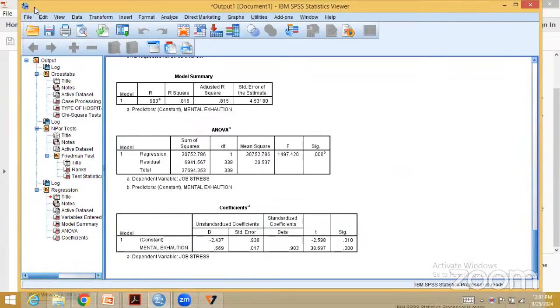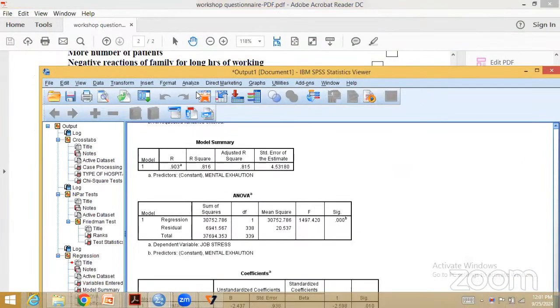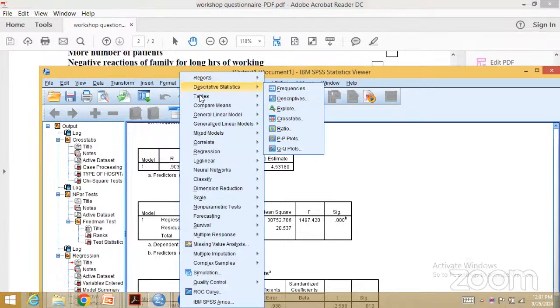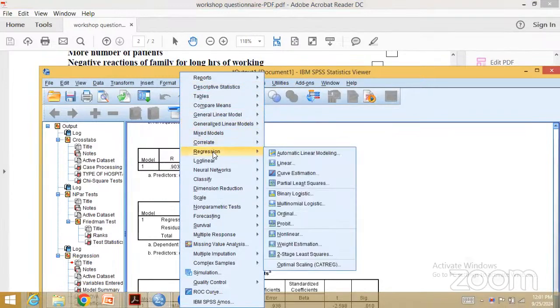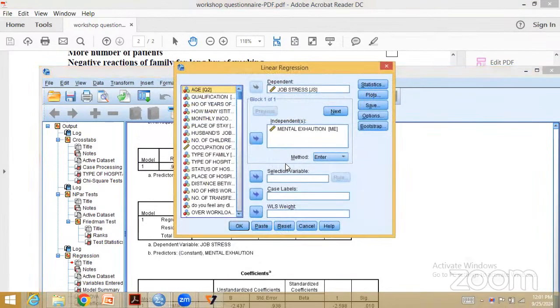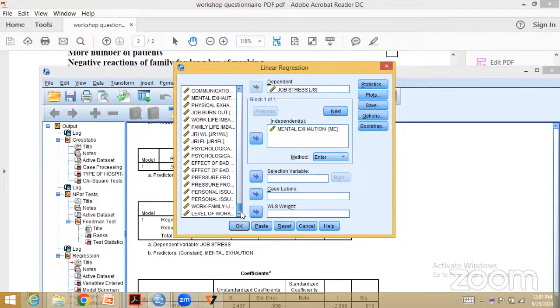Take Analyze, Regression, Linear, mental exhaustion. In addition to mental exhaustion, I take physical exhaustion also.